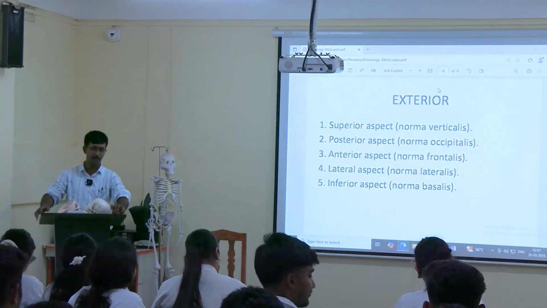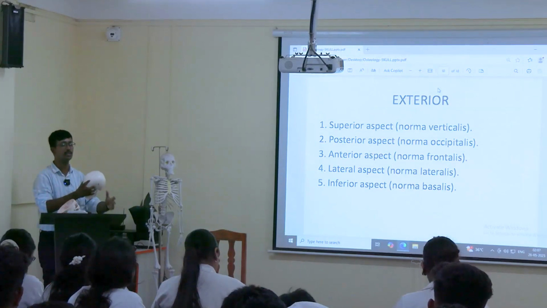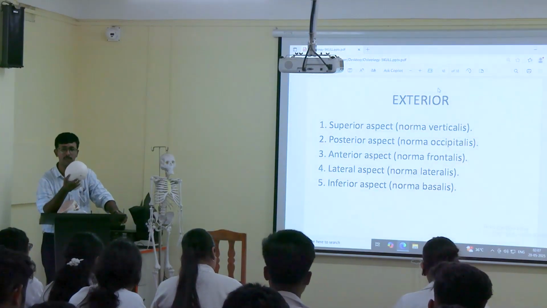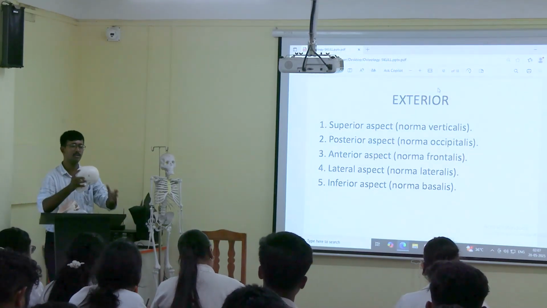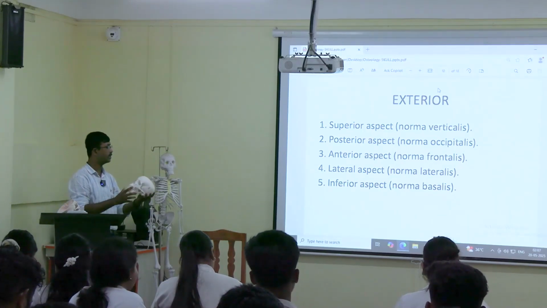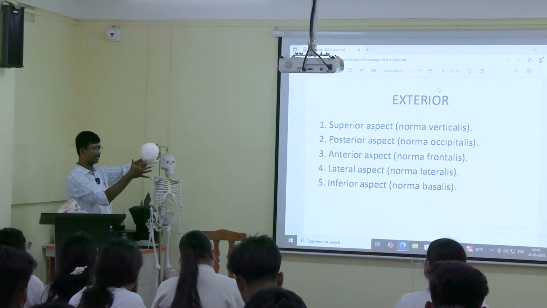Now there are various parts of this skull. So the whole skull, usually during our times we used to study the individual bones, that is the frontal bone, parietal bone, occipital bone separately, then the sphenoid bone, but now the whole skull is divided into various norma. So here you will see norma verticalis. This is the norma verticalis.